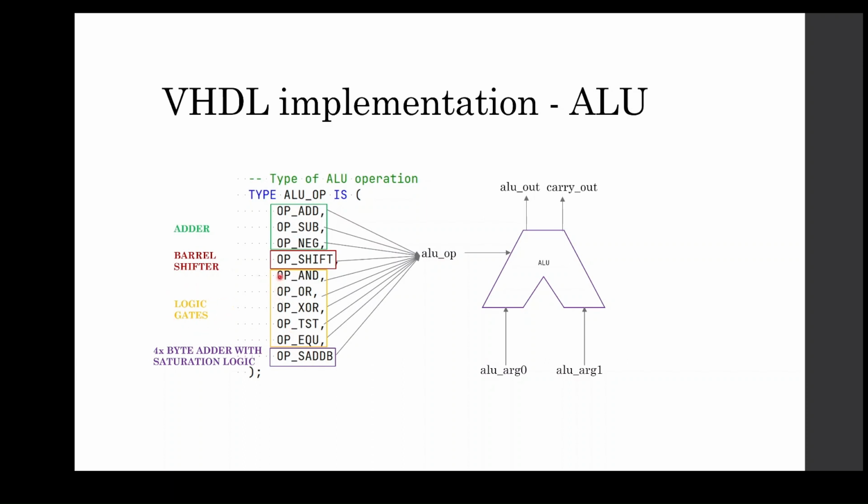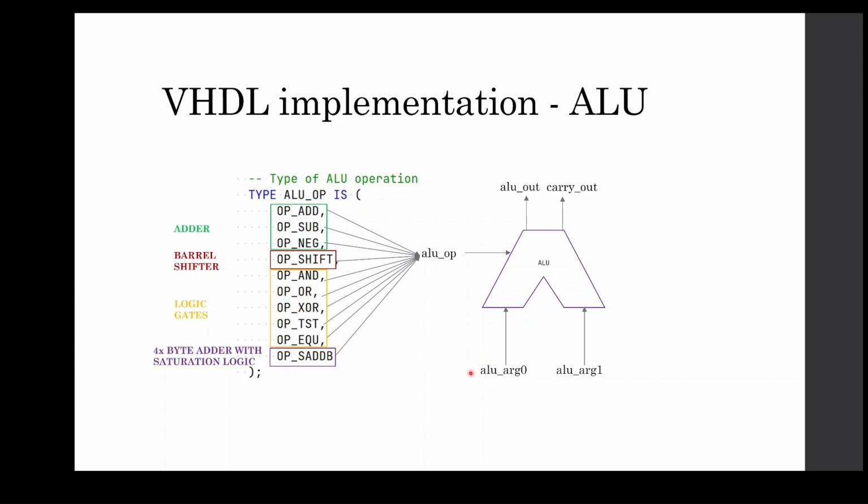AND, OR, and XOR are self-explanatory, which are bitwise operations done on the bits in ALU arg0 and arg1. Test, however, is used to test whether or not a specific bit whose index is indicated by ALU arg1 is set in ALU arg0. So for instance, if ALU arg1 is 3, then test returns all ones if the third bit in ALU arg0 is set, and it returns zeros if that bit is not set.